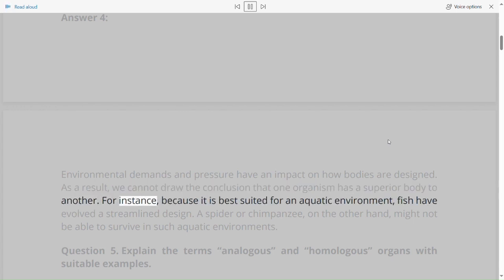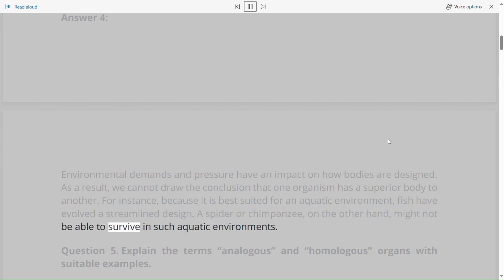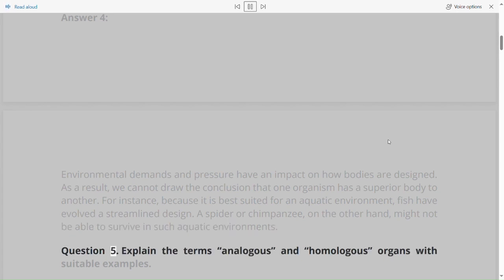For instance, because it is best suited for an aquatic environment, fish have evolved a streamlined design. A spider or chimpanzee, on the other hand, might not be able to survive in such aquatic environments. Question 5. Explain the terms analogous and homologous organs with suitable examples.